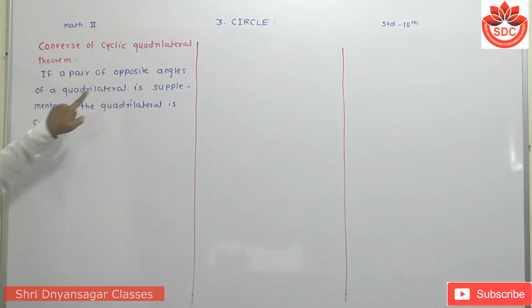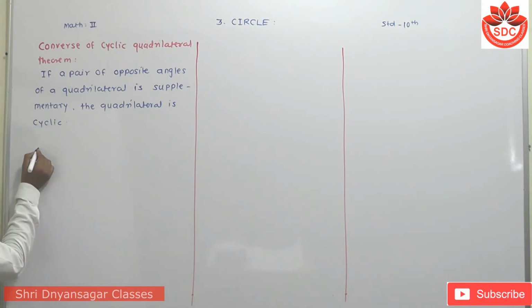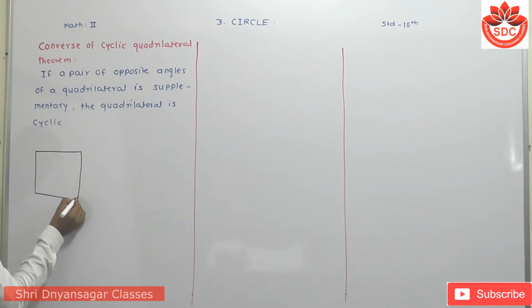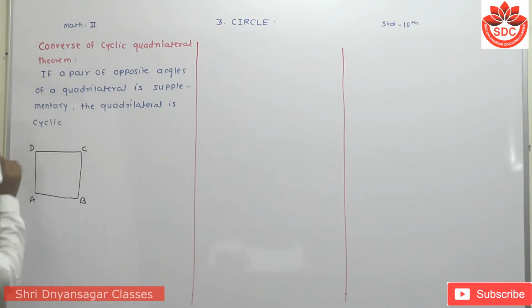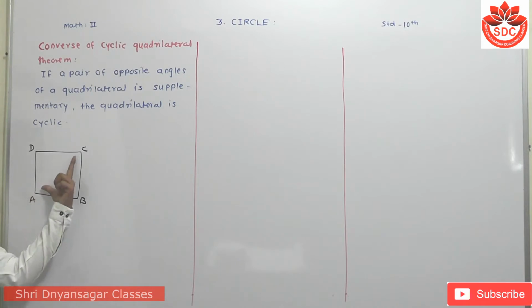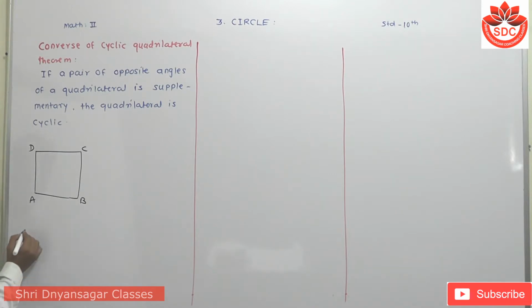If a pair of opposite angles of a quadrilateral is supplementary, then the quadrilateral is cyclic. For this I have to draw the quadrilateral first. Now suppose that this is the quadrilateral ABCD, whose opposite angles we take here, these two angles are supplementary. Now for this, first I have to take its given.